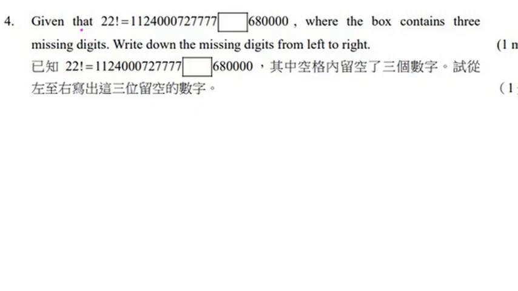Okay, given problem number 4, given that 22 factorial is this number, where the box contains 3 missing digits. Okay, 1, 2, 3. Write down the missing digits from left to right.